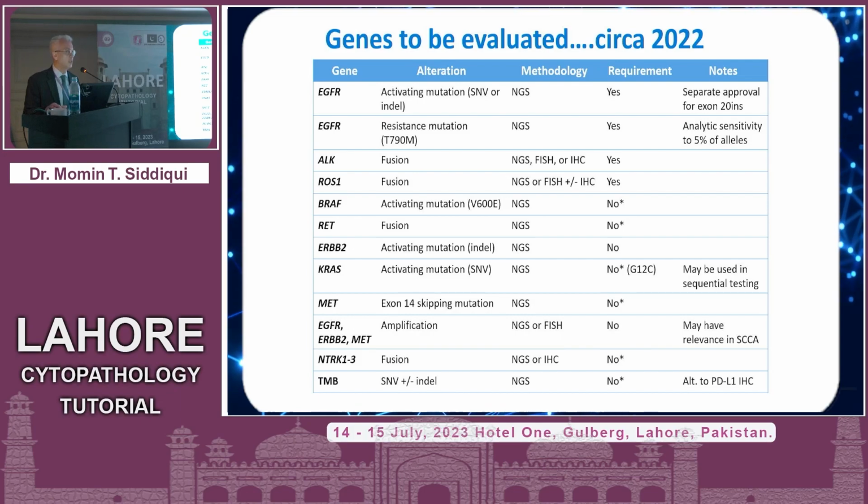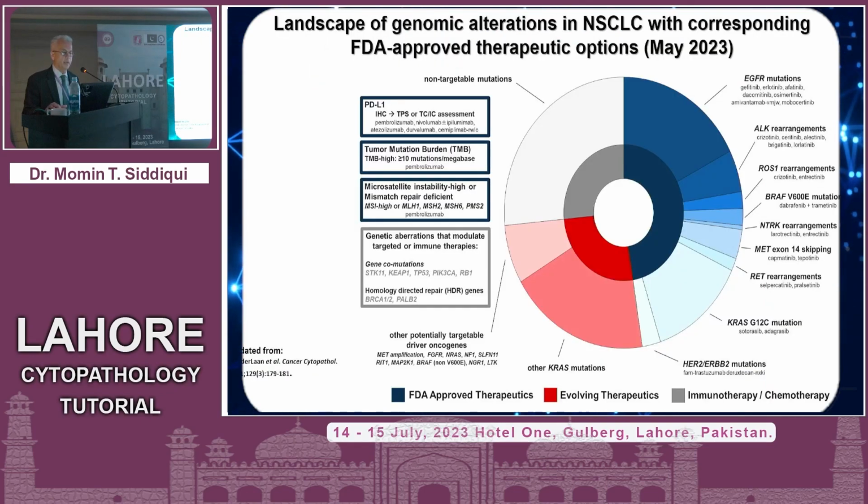ROS1, which is extremely rare, 1% of lung adenocarcinomas may display this. NGS, but alternatively FISH and IHC are available. And then again, it's a long list, and again, rarer events can also be detected by NGS testing. So this is a more updated, more current landscape of genomic alteration.